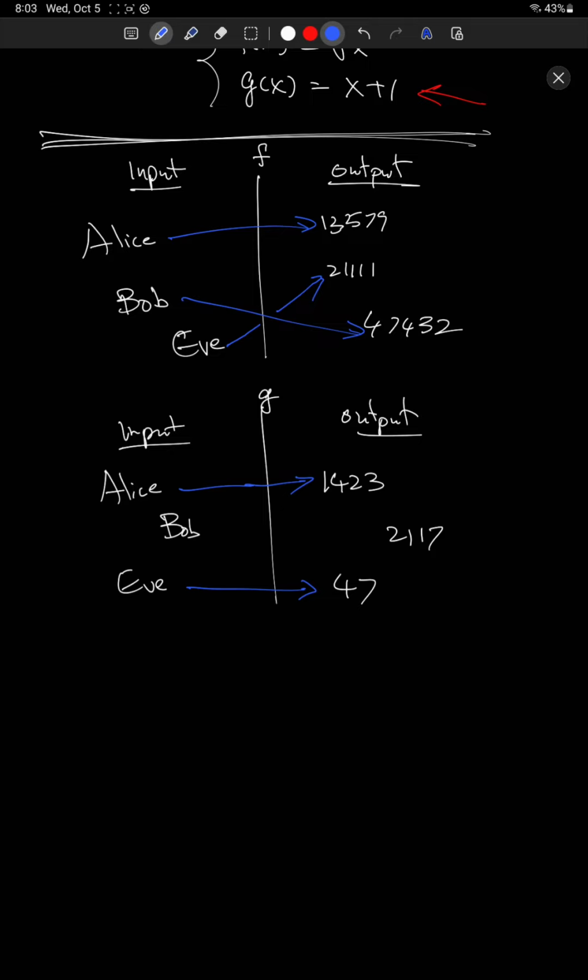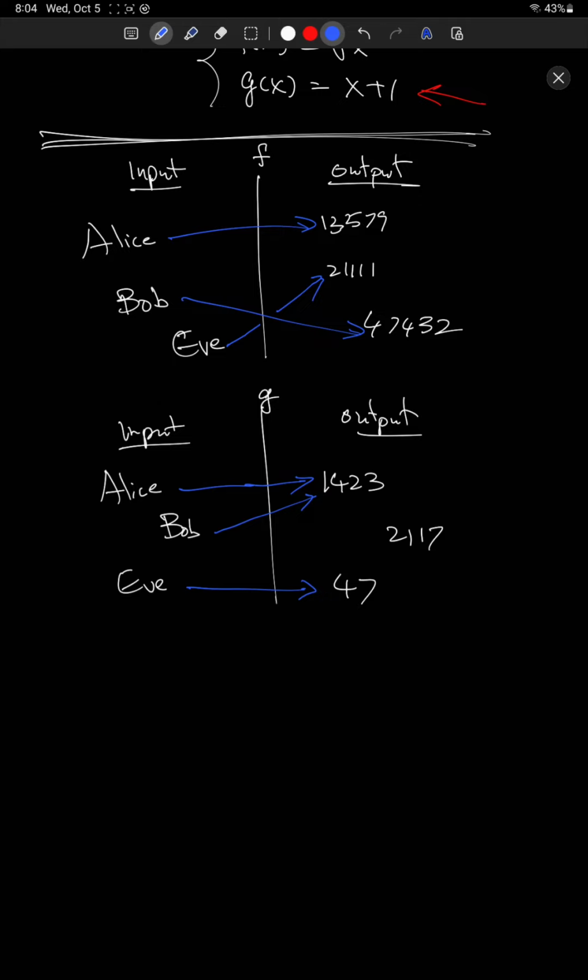But let's say Bob also lives on 1423 Main Street. Okay, so this is a perfectly legitimate function as well, right? Because given an input, you have an output. It's not an issue in terms of whether something is a function or not that Bob and Alice have the same output. Perfectly legal, right? For example, in terms of more mathematical functions, the function g of x equals x squared, right? When you put in 2, you get the output 4.